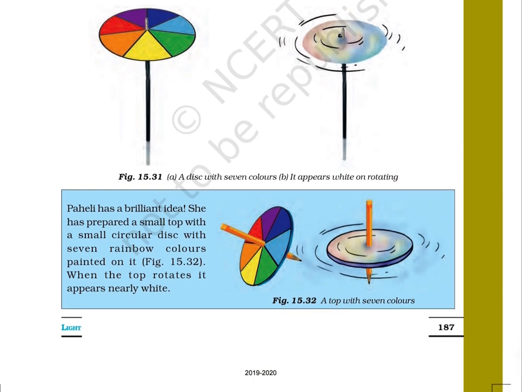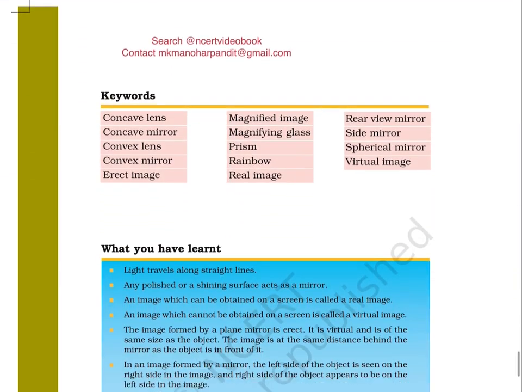Figure 15.31a. A disc with 7 colors. B. It appears white on rotating. Paheli has a brilliant idea. She has prepared a small top with a small circular disc with 7 rainbow colors painted on it. You can observe this in figure 15.32. When the top rotates, it appears nearly white. Figure 15.32. A top with 7 colors. When it rotates, it appears to be white.